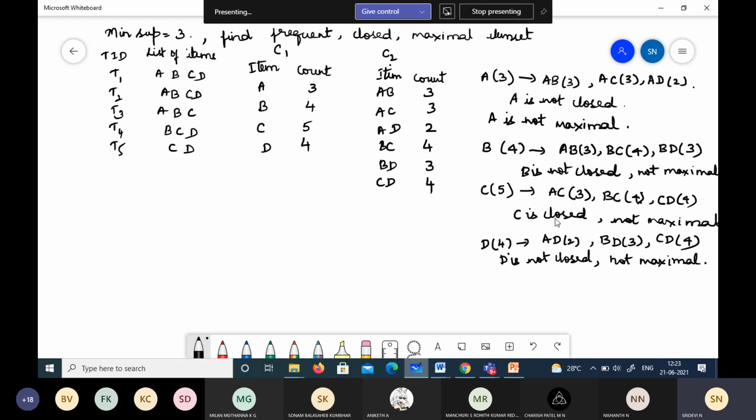So in this 2 item set generation, we didn't find any item which is closed and maximal. So let's move on to the 3 item sets. How long do we do this? Until we are not able to form any combinations, isn't it? So we have the 3 item set combinations.